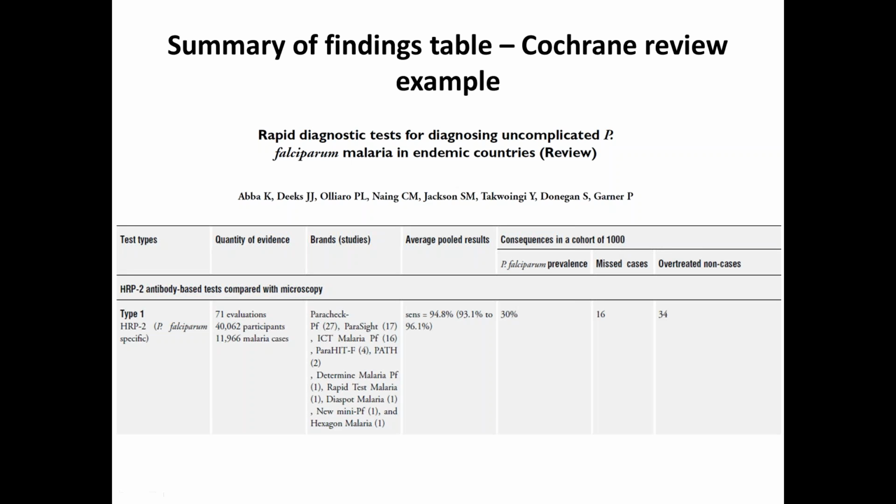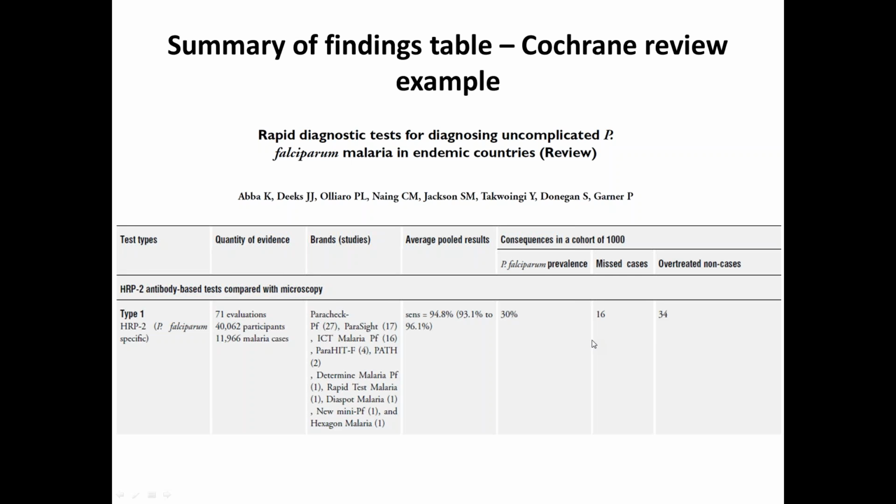Because we want to be able to tell people, well, if you use it in 1,000 patients, how many times will it make an error? How many people will it miss? That's because the sensitivity isn't perfect. And how many people will it give a false positive result to, so potentially overtreat. So in this table, we're saying of our 1,000 patients with this particular type 1 test for malaria, you'll miss 16 cases and you'll overtreat 34 cases. So we think it's better to explain sensitivity and specificity using these numbers than tell people what the percentages are.